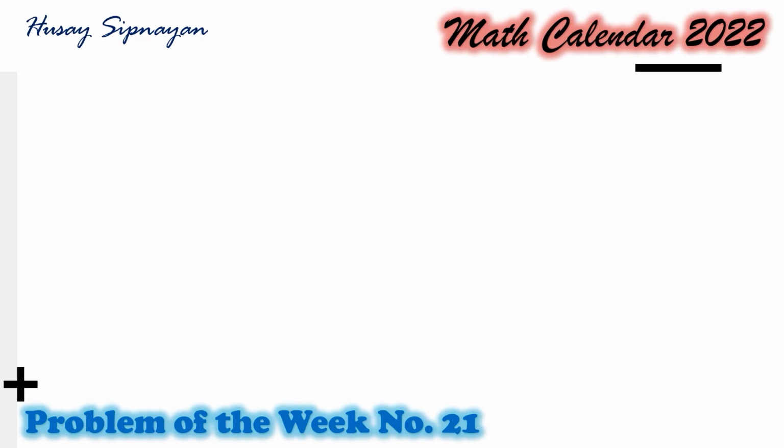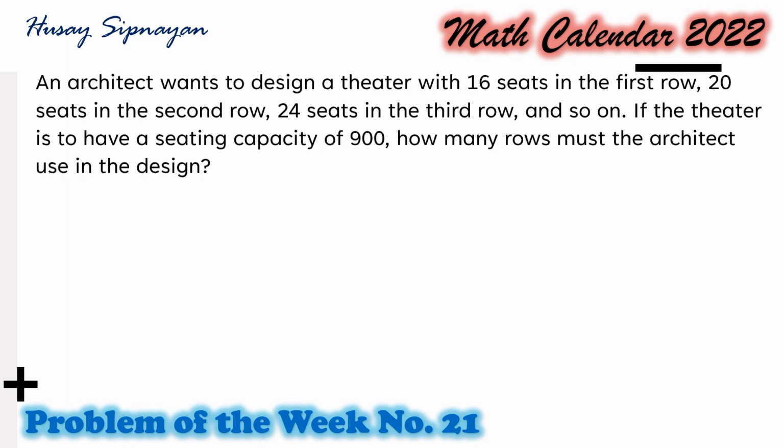Here now is our featured problem for week 21. An architect wants to design a theater with 16 seats in the first row, 20 seats in the second row, 24 seats in the third row, and so on. If the theater is to have a seating capacity of 900, how many rows must the architect use in the design? Here is our suggested solution.